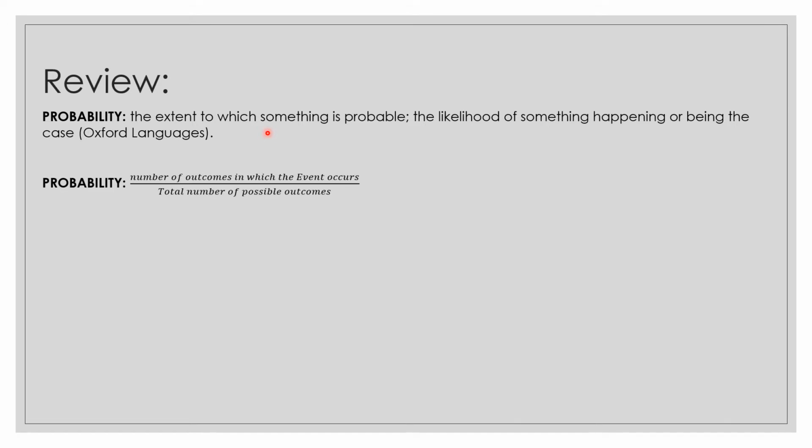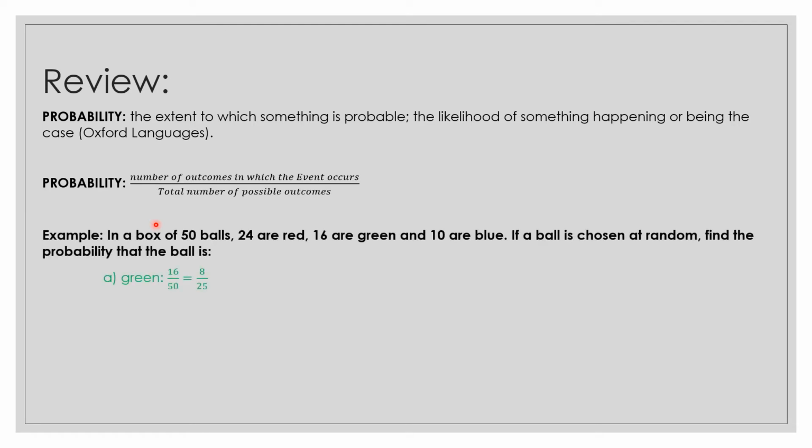We have here a formula for simple probabilities. It says here that it is the number of outcomes in which the event occurs over the total number of possible outcomes. To further illustrate this one, we have here a problem. In a box of 50 balls, 24 are red, 16 are green, and 10 are blue. If a ball is chosen at random, find the probability that the ball is A.